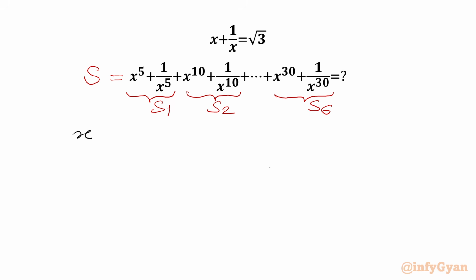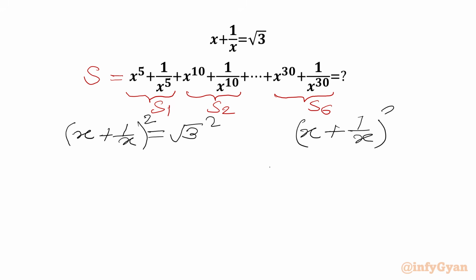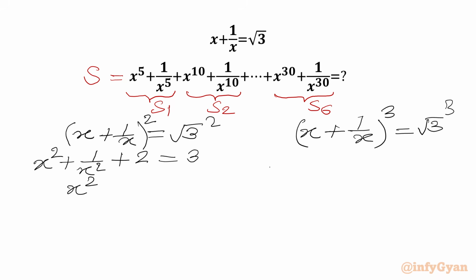So I am taking our known equation x plus 1 over x equal to square root 3, and we'll be squaring both sides. We will get x square plus 1 over x square plus 2 equal to 3. So from here we will write that the x square plus 1 over x square value will be 1.